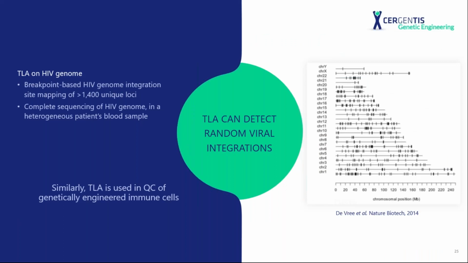TLA can actually detect a very large number of integrations. The main difference with other types of transgene characterization methods is that TLA is not limited to a specific genomic locus, but can detect any integration site within a sample based on a single experiment. So in this HIV experiment, we identified more than 1,400 unique integration sites, which is a figure used in the original publication describing TLA and its methods, published in Nature Biotechnology in 2014, which can also be found on our website.